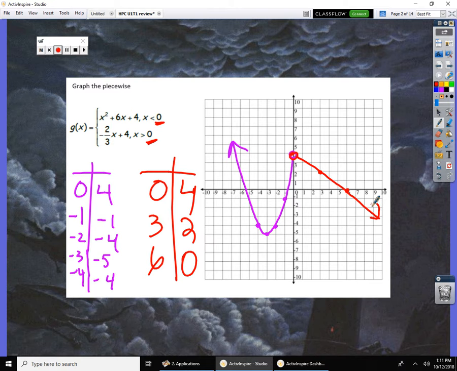How do you get the table for the first one? You always take the value of the restriction and then follow it. So 0 and numbers smaller. So I have to pick numbers smaller. Okay? Good? All right, moving on.